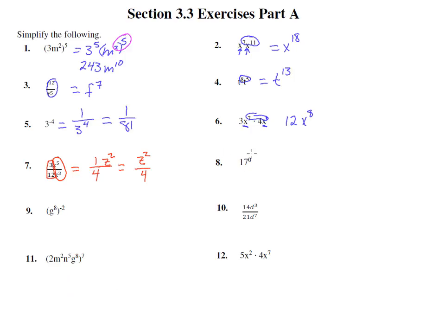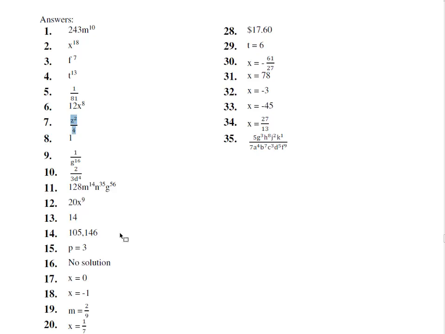Number 8, 17 to the 0 power. Anything to the 0 power always turns out to be 1. 17 to the 0 is 1. That's our 0 rule. Let's check it. Indeed, 1 is the answer.